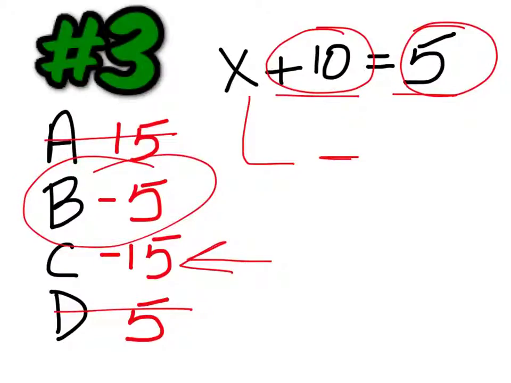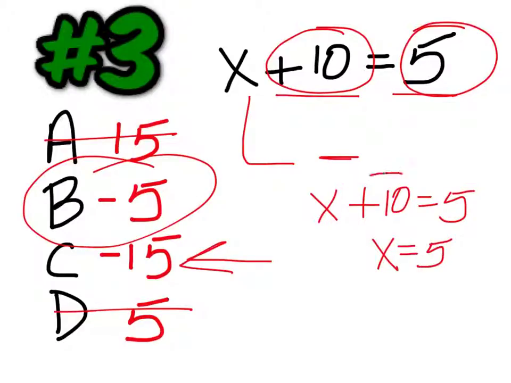So what I'm doing is I'm starting at negative 5. Or you can look at it like this. X plus 10 equals 5. To get x by itself, you move the plus 10 to the right and make it minus 10. Answer would be negative 5.